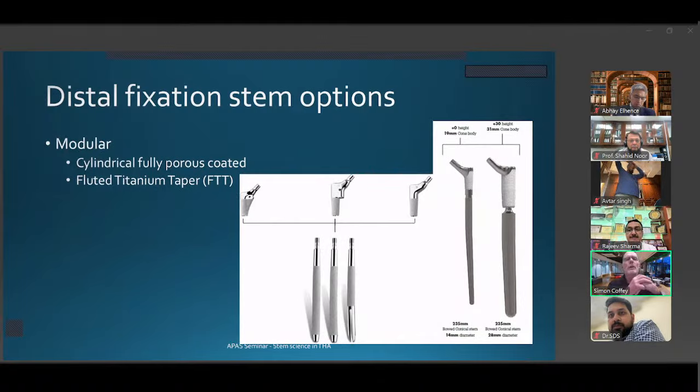Or you can use your modular stems, and modular stems do come in both the cylindrical, fully porous coated variety or the fluted titanium taper. And most companies will give you a choice of whichever you would prefer.